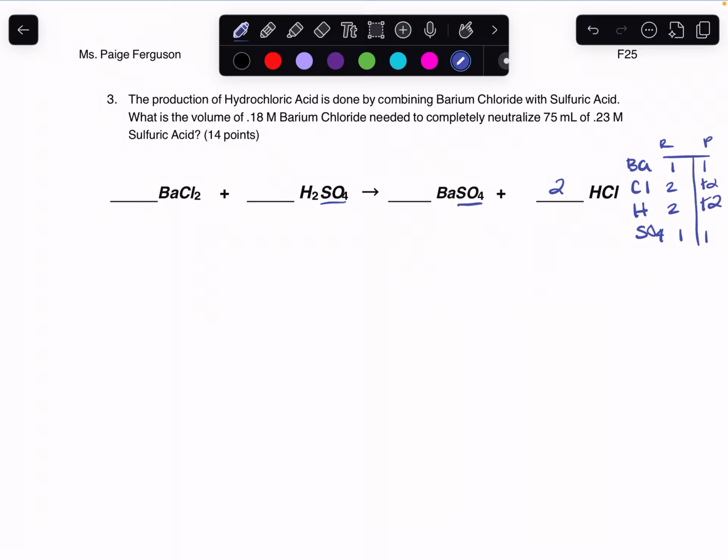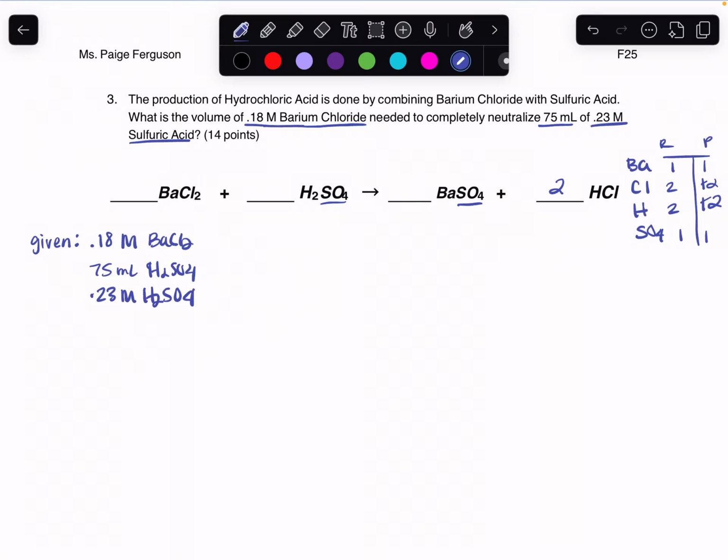Awesome. Now let's break down what we're given in this question. I'm seeing a 0.18 molar barium chloride, so that's a concentration. 0.18 molar BaCl2. They also give me 75 mL and 0.23 molar sulfuric acid. So 75 mL H2SO4 and 0.23 molar H2SO4 as well.